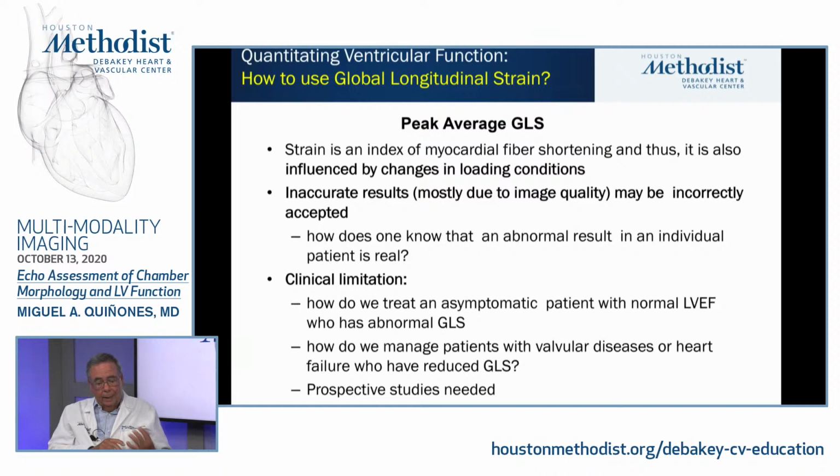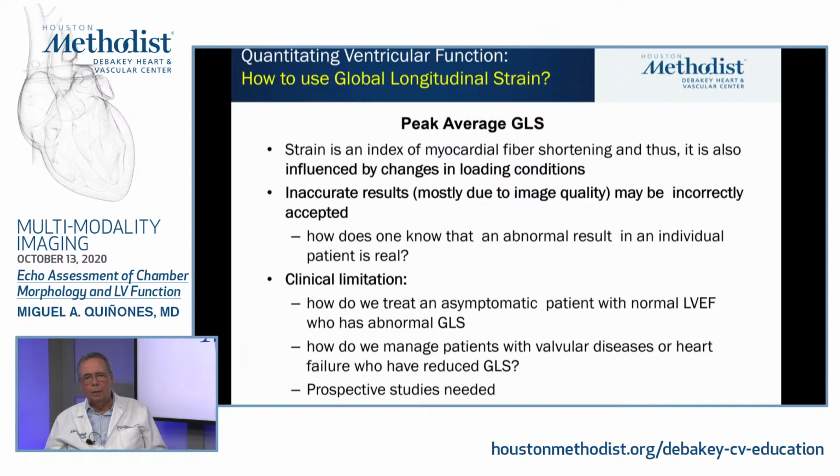Now, the next dilemma is, how do we treat an asymptomatic patient that has a normal EF but an abnormal GLS? What do we do with that patient? If it's a hypertensive, do we treat them differently? If you have somebody with heart failure and they have a very low GLS, do we alter what we do? Do we take a heart failure patient with an EF of 25% that has a GLS of 6, very poor, and maybe push them faster to our advanced therapies? We don't know. I think prospective studies are needed to help us decide the therapeutic impact of this measurement.